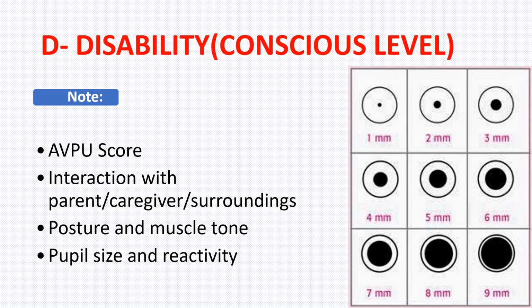I hope you can appreciate the different sizes of pupils on the side of the slide. The normal pupil should range between 2 to 4 millimeters. The size of the pupil is affected by different factors. It might be age, it might be medications, it might be neurological conditions, and others.